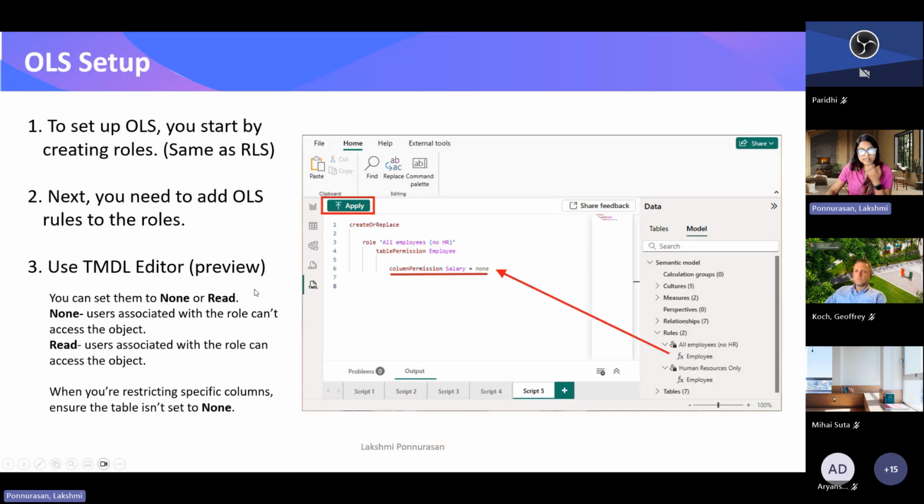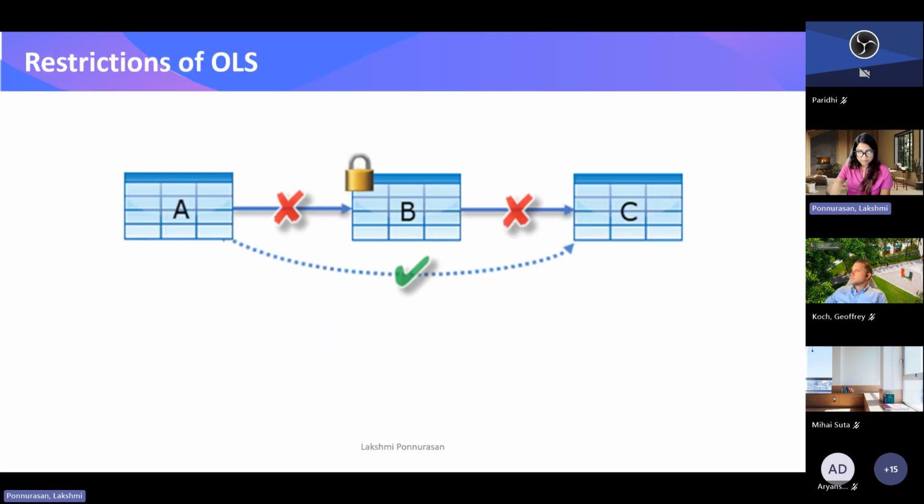Good to know: initially you needed an external tool called Tabular Editor, but now you can actually do it with the TMDL Editor. Again, it's a preview feature. All you have to do is add this particular sentence which says column permission salary is equal to none or read. When you set none, the users cannot access that. When you set it as read, the users can access it. So just a quick column permission is enough for the purposes.